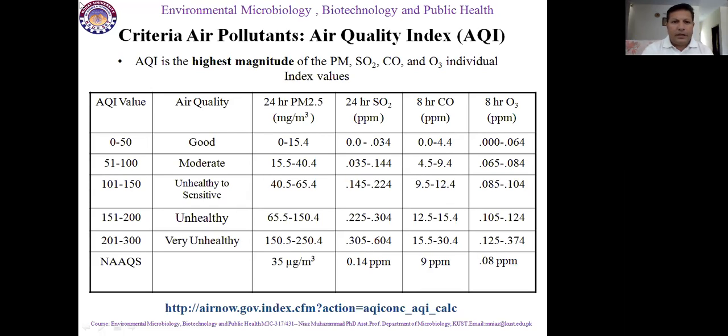If you will see here, air quality index criteria, air pollutants: the air quality index is the highest magnitude of particulate matter, sulfur dioxide, carbon monoxide, and ozone individually. Index values: if the air quality index value is from 0 to 50, air quality is good. So what will be the scenario of the atmosphere during this? Particulate matter will be 0 to 15 milligram per meter cube for 24 hours. We are saying that air quality is good.